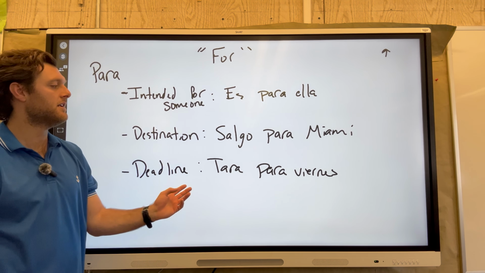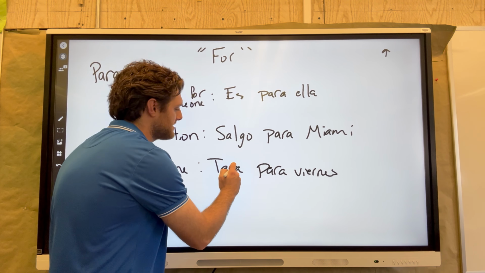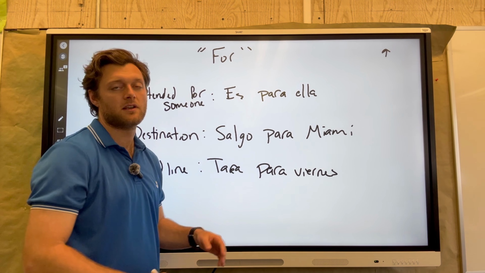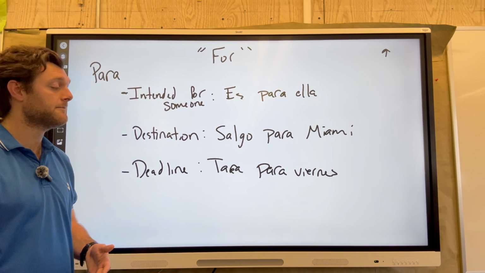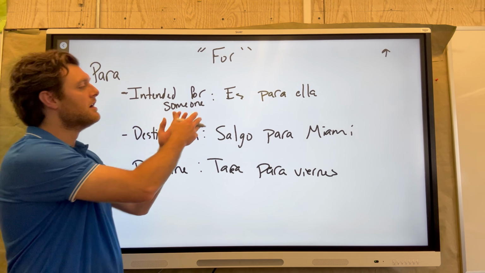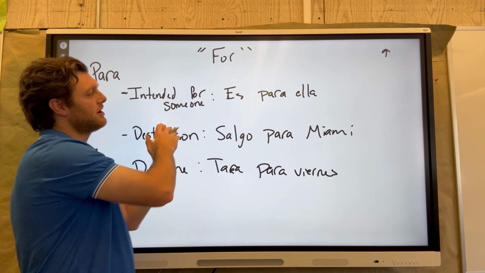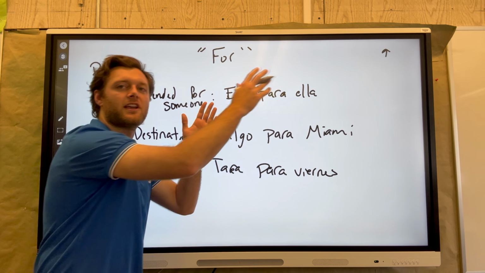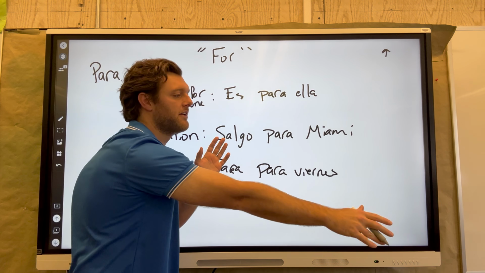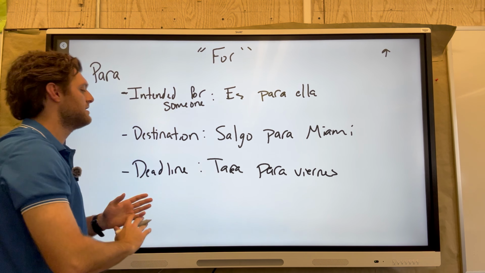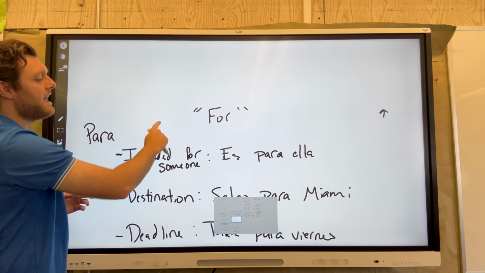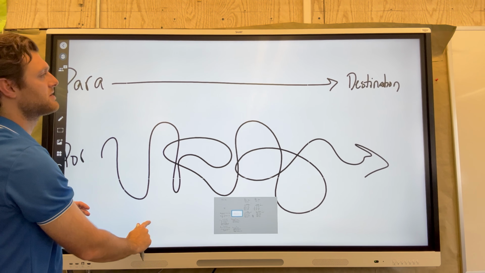And then deadline, tarea para viernes is going to be homework for Friday. So when there's a deadline for something, para. Destination, Miami. Intended for someone, para ella. Notice how I just kind of made that connection. Para ella, there's our destination, para Miami, destination, deadline.